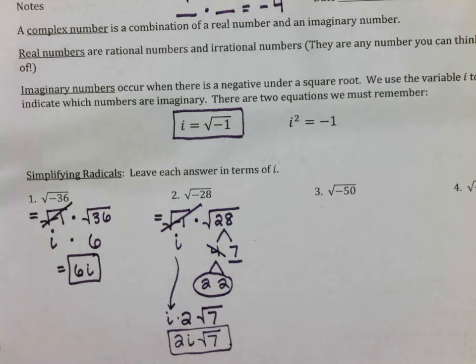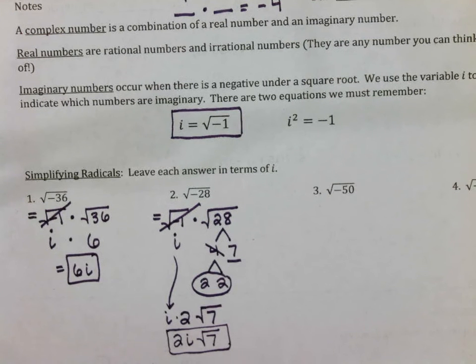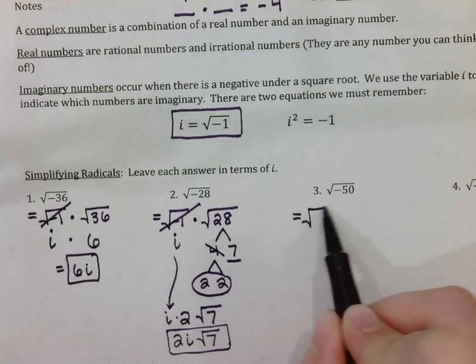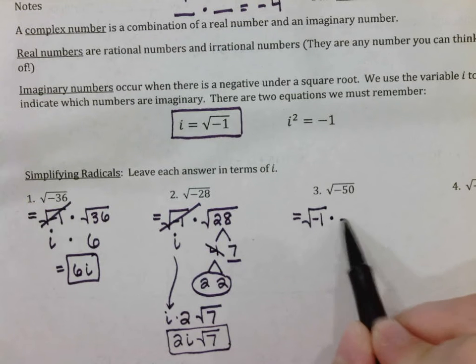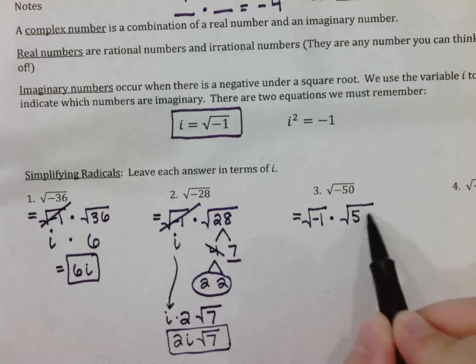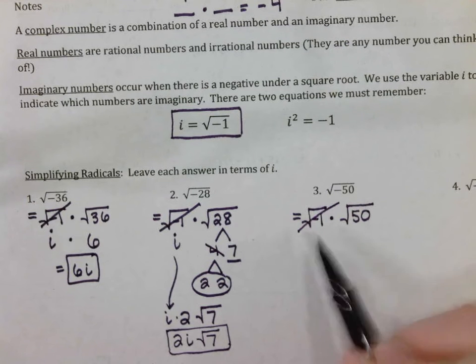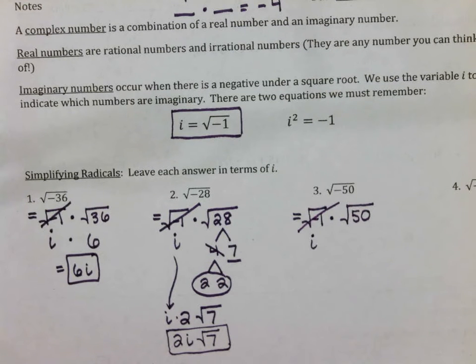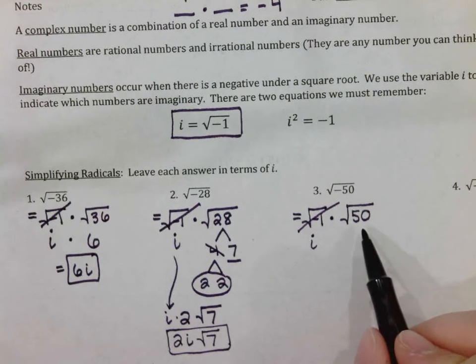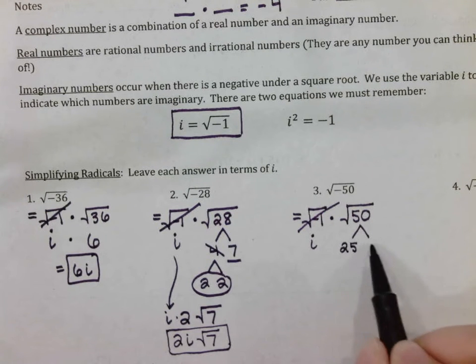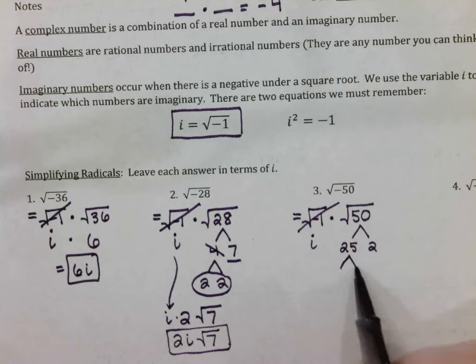Okay, for number 3, we have the square root of negative 50. I'm going to start the same way. I'm going to pull out that negative 1, multiply by the square root of positive 50. The square root of negative 1, that's just equal to I. The square root of 50, it's not a perfect square, so we'll have to do a factor tree to simplify this. We could do 25 and 2, and 5 and 5.